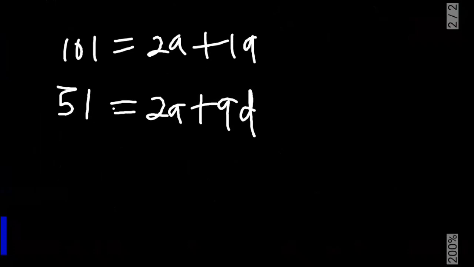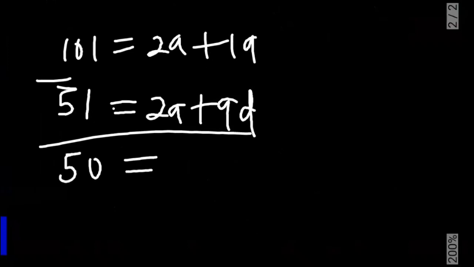We can solve this by elimination or by which other way do we solve? By substitution. Yes, elimination or substitution. Which method are we going to pick? Since the coefficient of a is the same in both equations, we can pick elimination to eliminate a. So we just subtract 101 minus 51. That should be 50 equal to 2a minus 2a is 0. So it's eliminated, and 19d minus 9d is 10d.